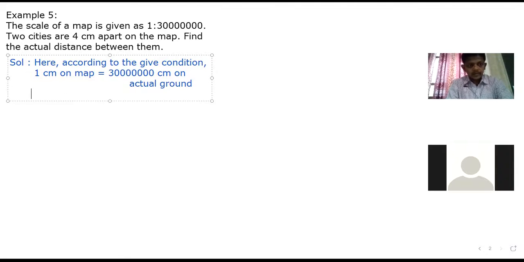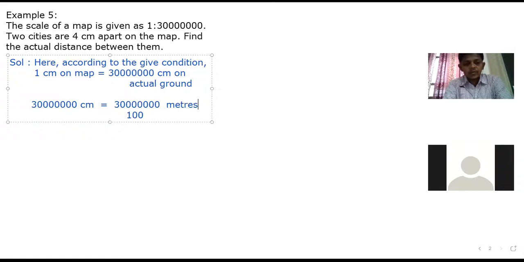Now convert it. See how to convert. These many centimeters is equal to these many divided by 100. Divide centimeter to meter, divide by 100. Yes or no? Yes, sir. So 2 zeros will get cancelled. And these many meters is equal to, how to convert meter to kilometer? Divide by 1000. Do you know that? Because 1000 meters is 1 kilometer. Yes or no? Yes, sir.